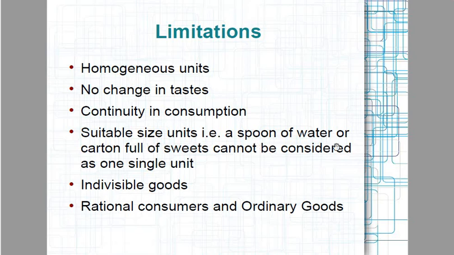So a spoon of water or a carton full of sweets cannot be considered as one single unit. It makes sense, obviously. Rational consumer and ordinary goods, here again they are pointing to the fact that by ordinary goods we mean normal, non-addictive goods. So no big deal, we already talked about it.